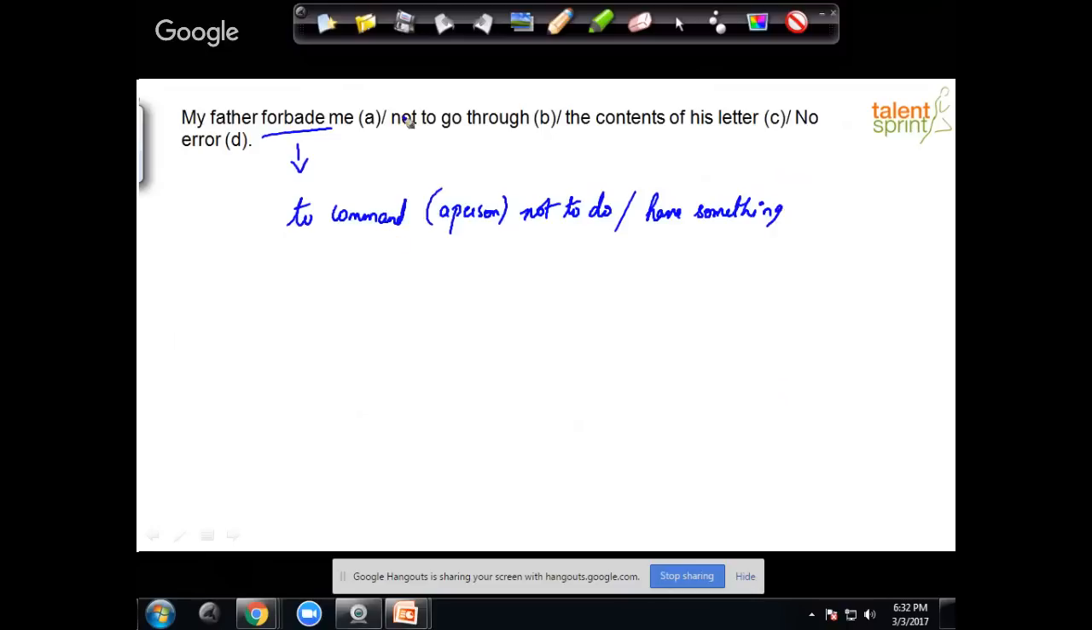So which means I don't need another negative form here, right? My father forbade me to go there or to go through the contents of his letter means he has asked me not to do something. So which means this is redundant here. I will delete not. The error is in part B, right?